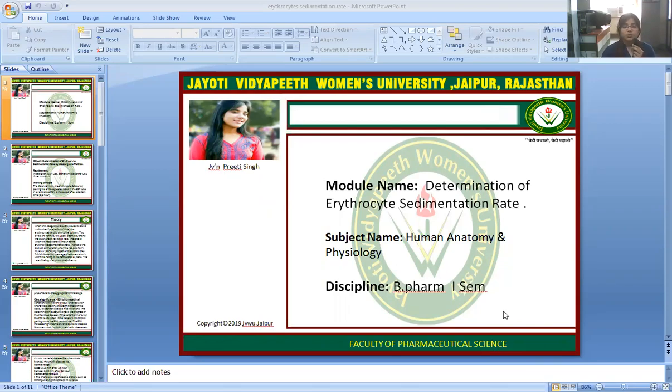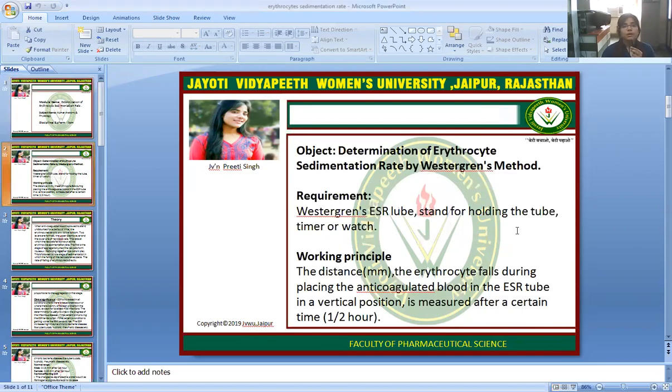Today, I will discuss the practical protocol of determination of erythrocyte sedimentation rate. What is the ESR? The ESR practical belongs to the Human Anatomy and Physiology practical for the B Pharm first semester. So now we come to the object: determination of erythrocyte sedimentation rate by Westergren's method. This object is very important for the human anatomy and physiology practical. So this has a very important role in the erythrocyte sedimentation.